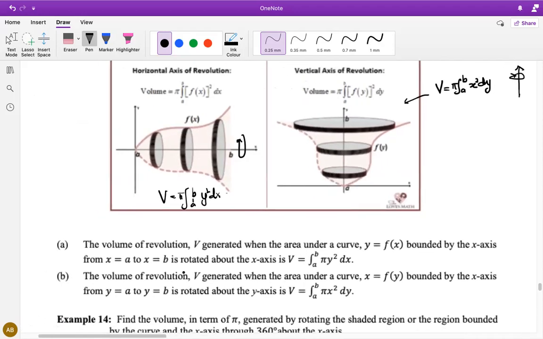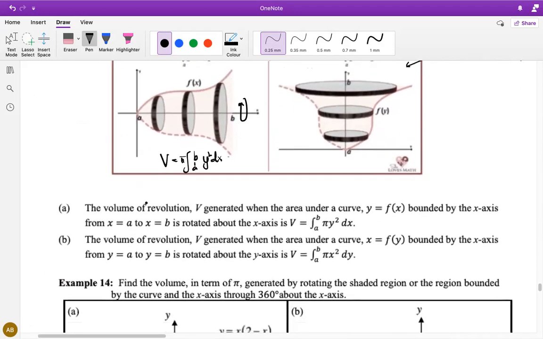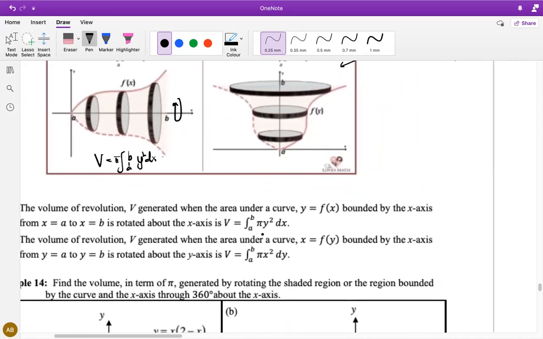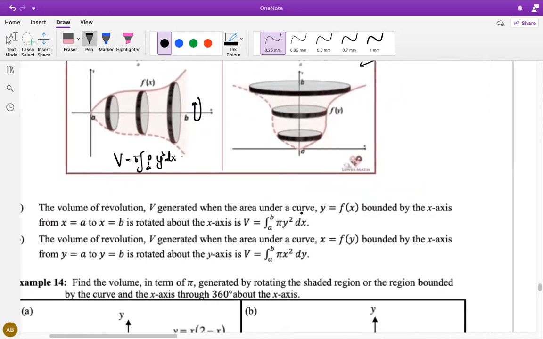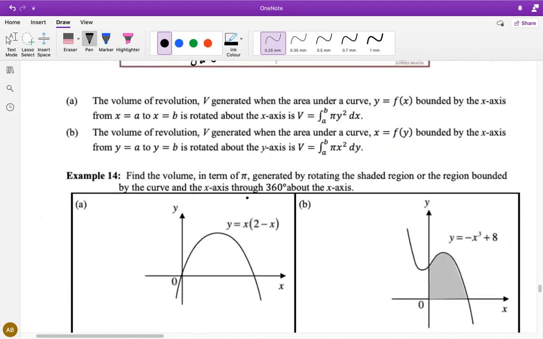You can see here the summary: the volume of revolution V generated when the area under a curve y of x, bounded by the x-axis from a to b, is rotated about the x-axis is given by this formula. The difference is that rotating about the x-axis gives y squared dx, and if rotated about the y-axis, then it's x squared dy.